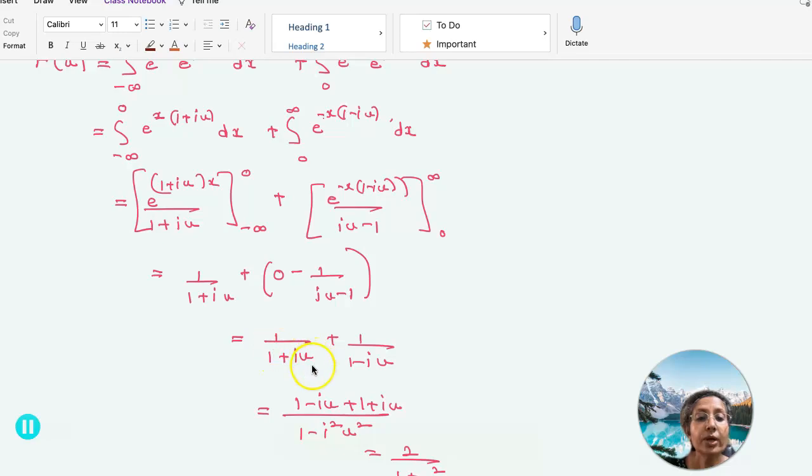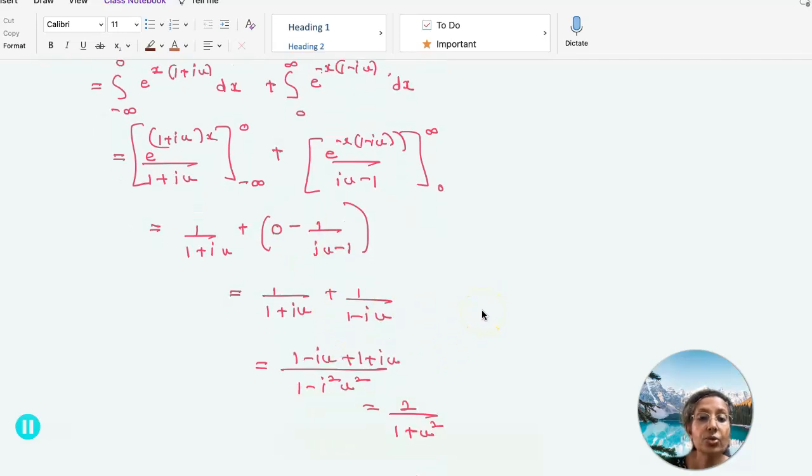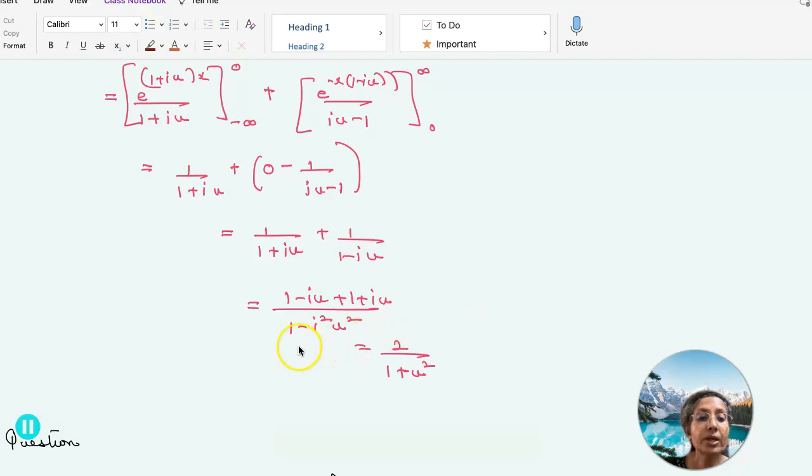So that will give you 1 by 1 plus iu minus 1 by iu minus 1. Because I'm making it plus, so it becomes plus 1 by 1 minus iu. Take the LCM, it is 1 minus i squared u squared. So that is 1 minus iu plus 1 plus iu, which is 2 by 1 plus u squared. And that is the Fourier transform.